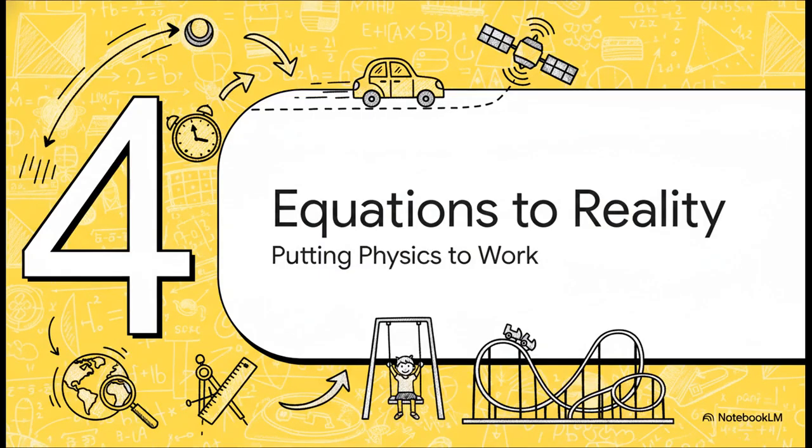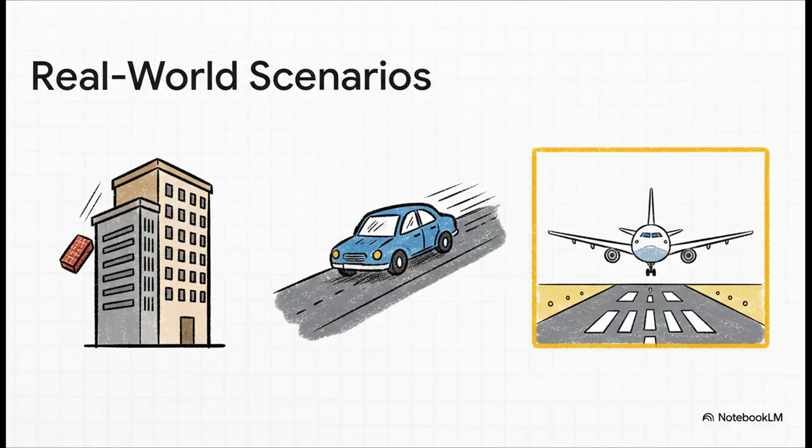So why does any of this matter? I mean, who cares? Well, because this toolkit isn't just for passing a class. It lets us describe, predict, and actually understand the motion of real things in the world all around us. These equations can help us figure out all sorts of stuff. You know, how tall is a building? How does a car brake? How does a puck slide?